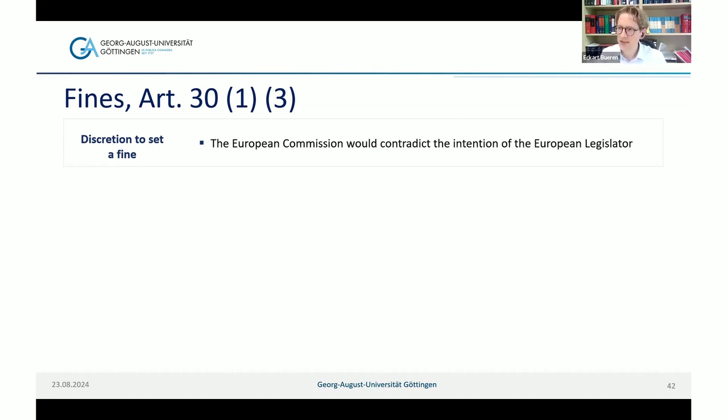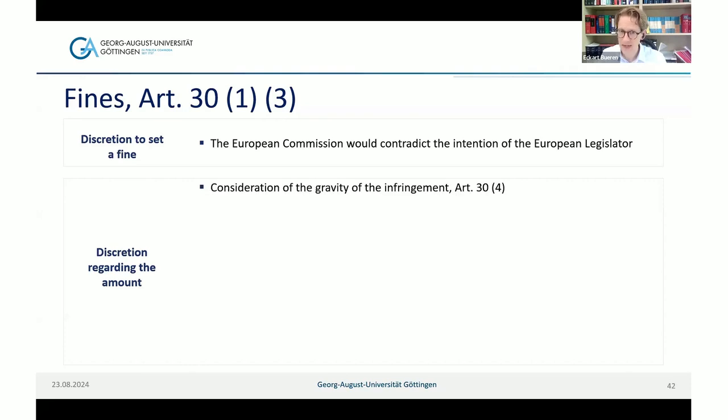The second, more interesting question is: can the Commission take efficiencies into account when it comes to the setting of the amount of the fine? And there we can look into the DMA, and the DMA says that the gravity of the infringement is something that the European Commission has to take into account. So the gravity, the duration, the recurrence are aspects that the Commission has to take into account. For our topic here, the gravity of the infringement is the most interesting aspect.